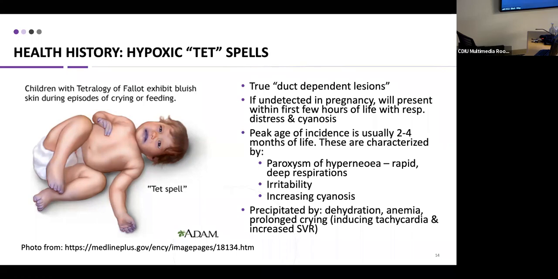So the TET spells can come on due to irritability, which could be manifested by prolonged or unsettled crying. Increasing cyanosis may be precipitated by dehydration, anemia, or prolonged crying, which would include tachycardia and reduced systemic vascular resistance.